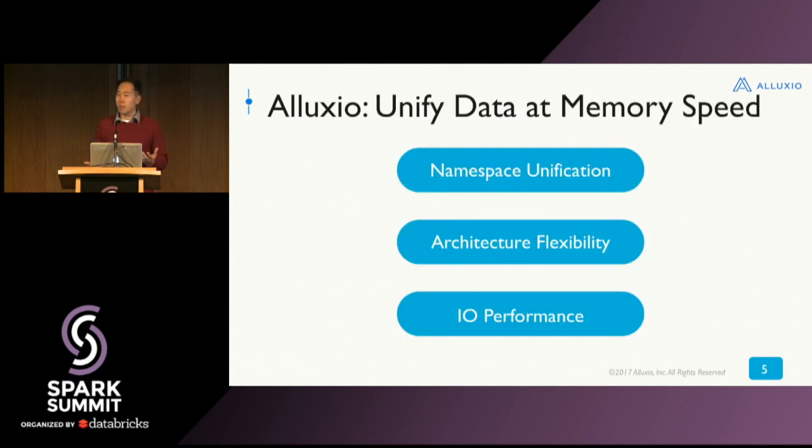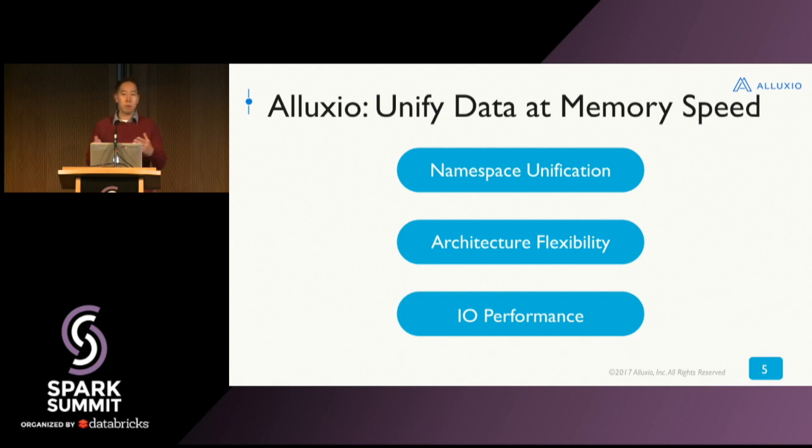So you might be wondering, what is Alluxio? Well, at its core, Alluxio wants to unify data at memory speed. And so there are three major components that Alluxio wants to achieve. One is namespace unification. So Alluxio provides a unified and global namespace for your existing data that you may have. So if you have different storage systems in various places, Alluxio can provide a single unified namespace for you and for applications. Alluxio can also enable architecture flexibility.